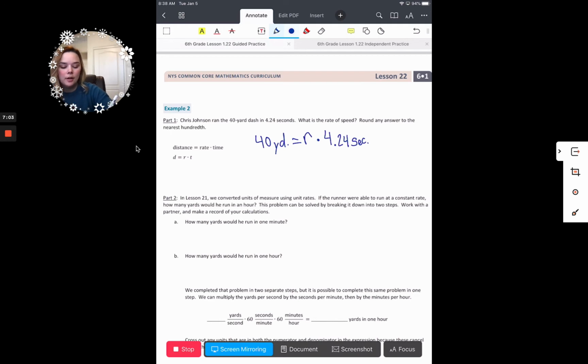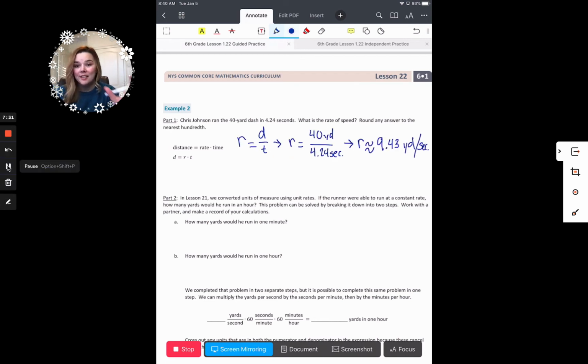So we know that that'll get rid of our 4 and 24 hundredths. And we're going to divide our 40 yards to find our rate. So go ahead and divide that out. 40 yards divided by 4 and 24 seconds. This would be a great time to pause the video, and then you can pop back on to check your answer.